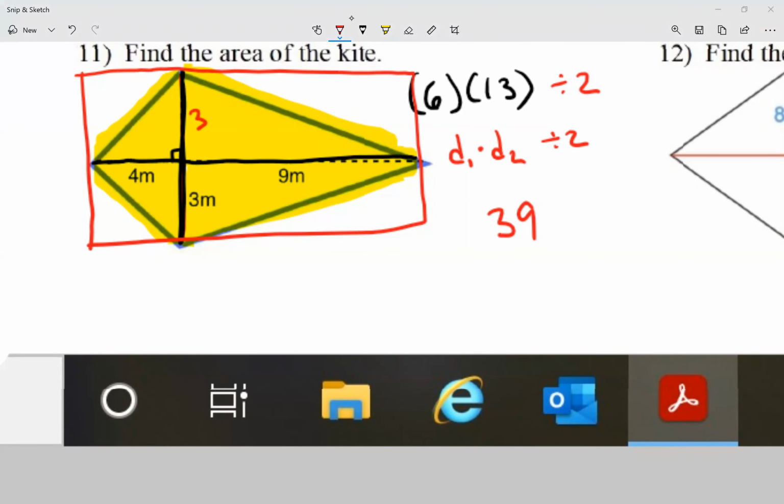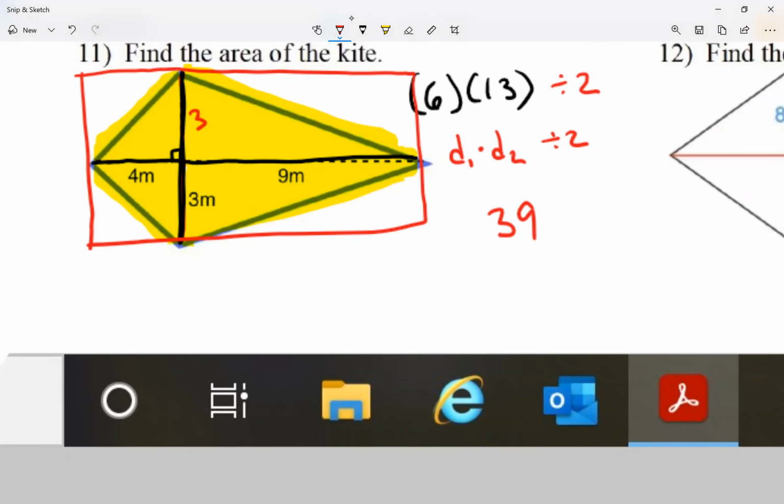I have a question here. Where do you get the 13? You see my long diagonal. One part of the diagonal is 4. The other part is 9. 4 plus 9. All right, so you're going to add the whole diagonal.